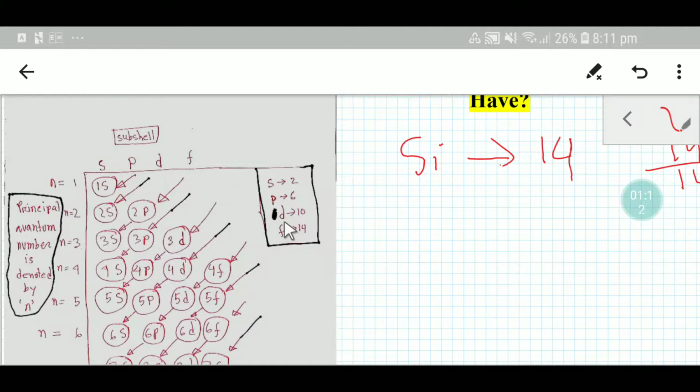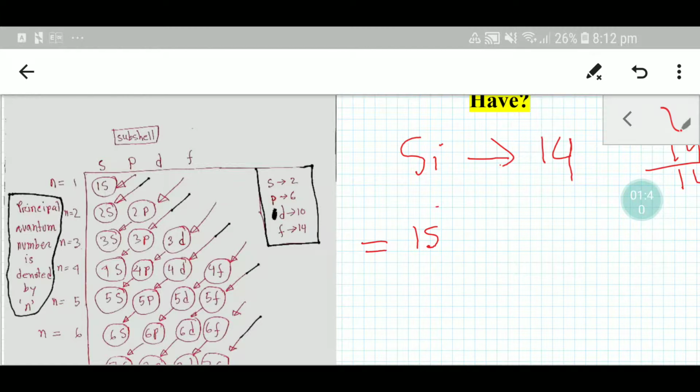However, subshells and orbitals are different. The p subshell has 3 orbitals, that is px, py, pz. The d subshell has 5 orbitals, f has 7 orbitals, and s has 1 orbital, that is s. So let me write the electronic configuration of silicon.